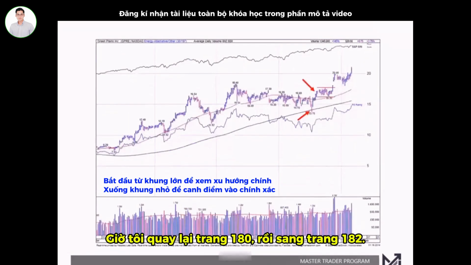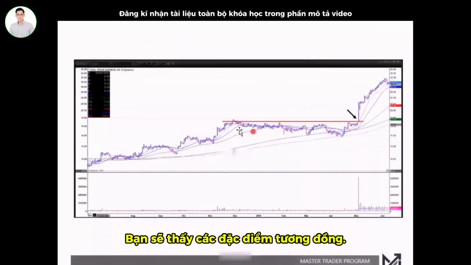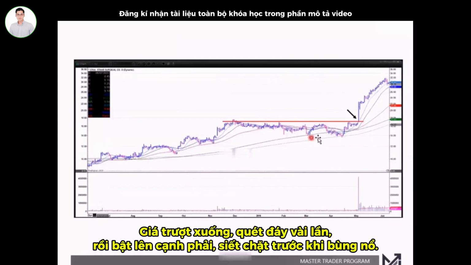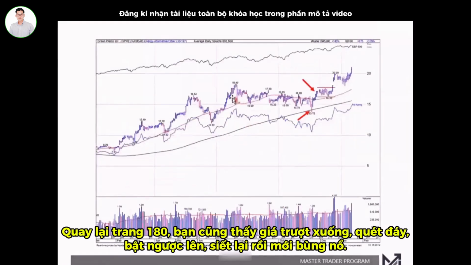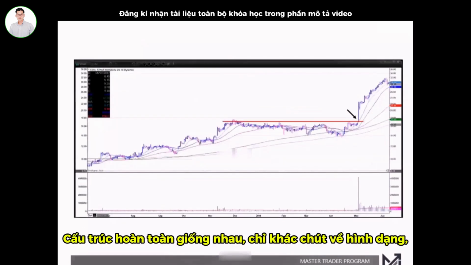Now, I'm just going to back up here to page 180 again, and then I'm going to flip to page 182 and just take a look how similar the characteristics are. May not be exact, but very similar: how you drift off and take out these lows a few times and then come right up the right side and tighten before you explode. Let's go back to 180 again. You see, you drift down, take out the low, come ripping back, tighten up before you explode. Same exact characteristics, just a little bit different fingerprint, of course.